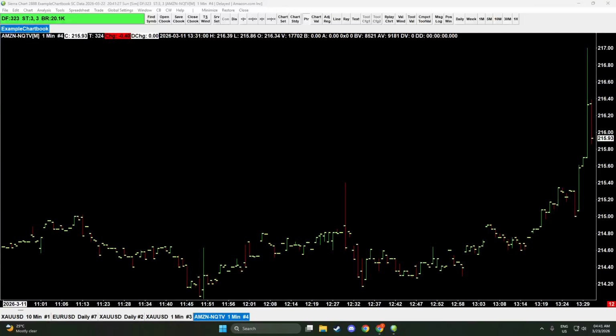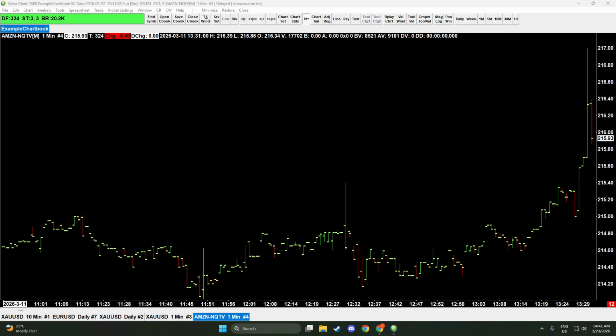In today's video, I'm going to teach you how to use Sierra Chart Level 2. Level 2, also called Market Depth, lets you see the live order book, the prices and sizes where buyers and sellers are lining up. It gives you a feel for liquidity, potential support and resistance, and how the market is leaning in the very short term.